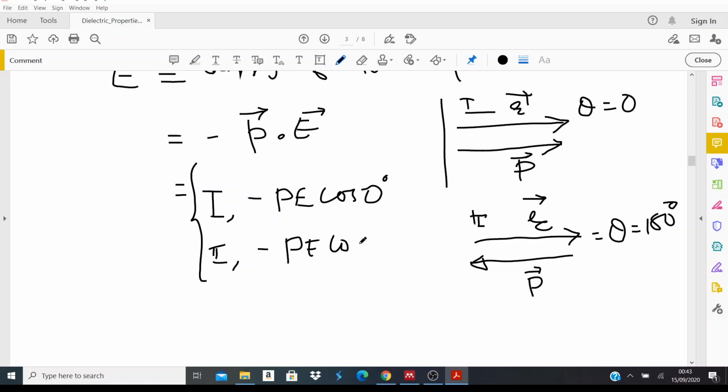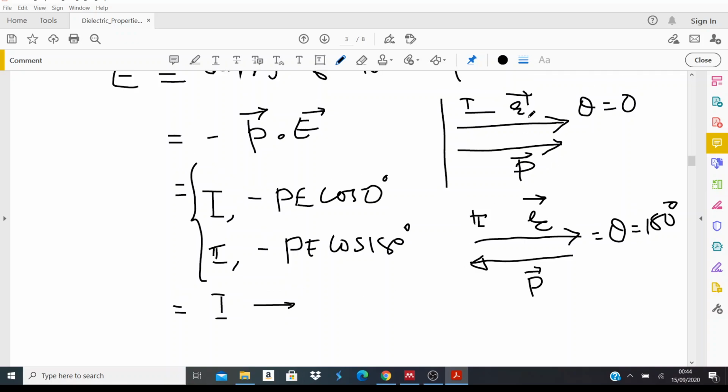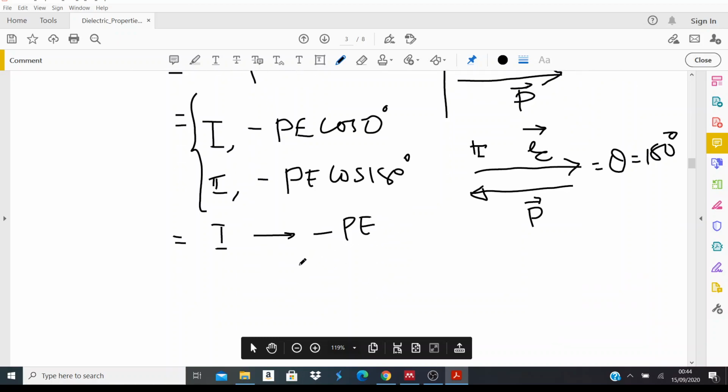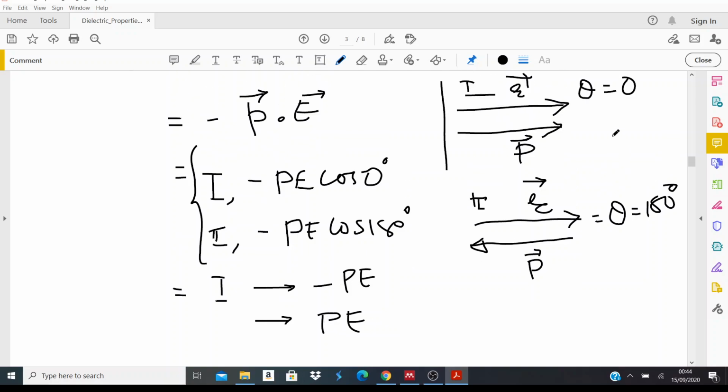So you understand this is cos of 180. You can see for the one configuration where the moments align with the electric field, the energy of the system is minus PE, and if it's anti-aligned, that's cos 180 is minus 1, and then there is a minus 1 here, so we have P times E, a positive PE. So this is lower energy. The minus PE is smaller than the plus PE, so alignment gives you smaller energy.